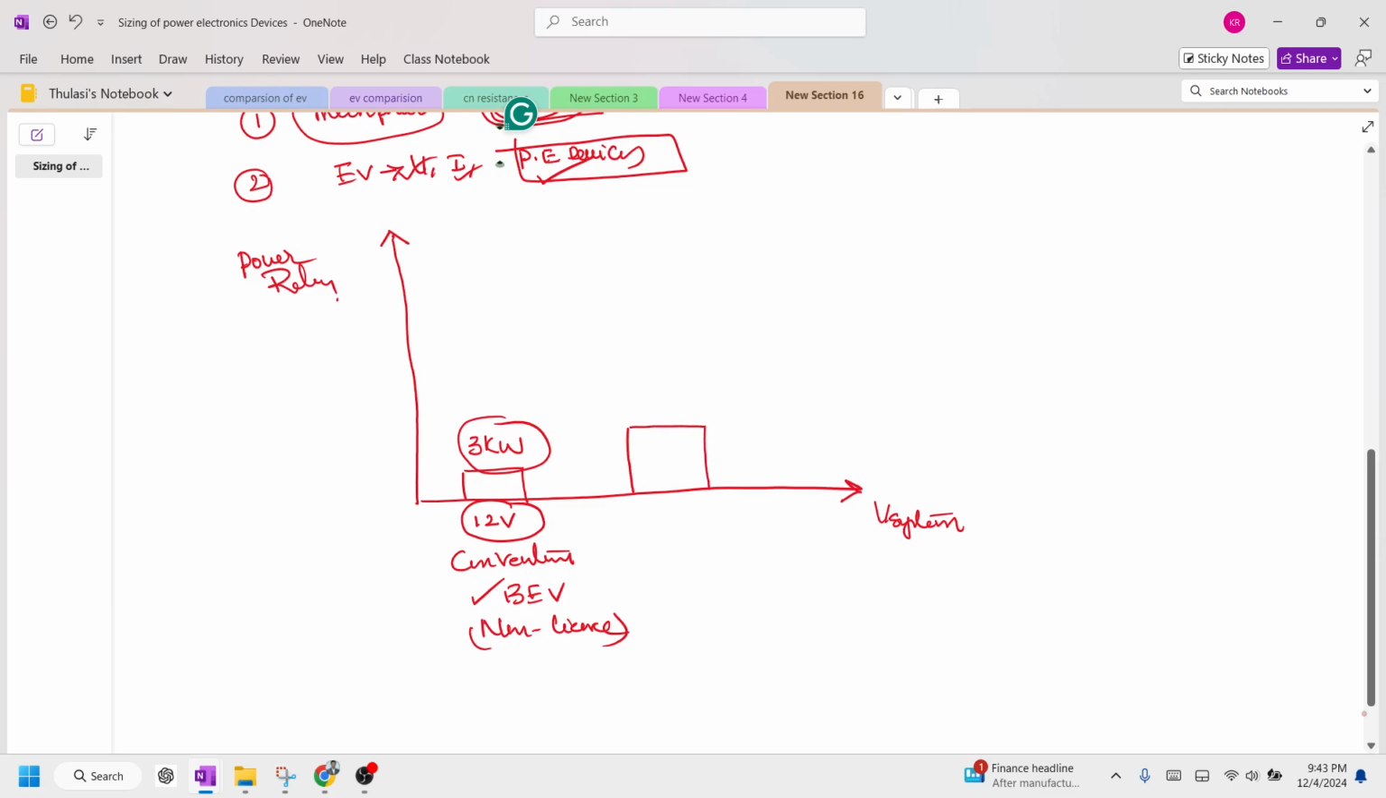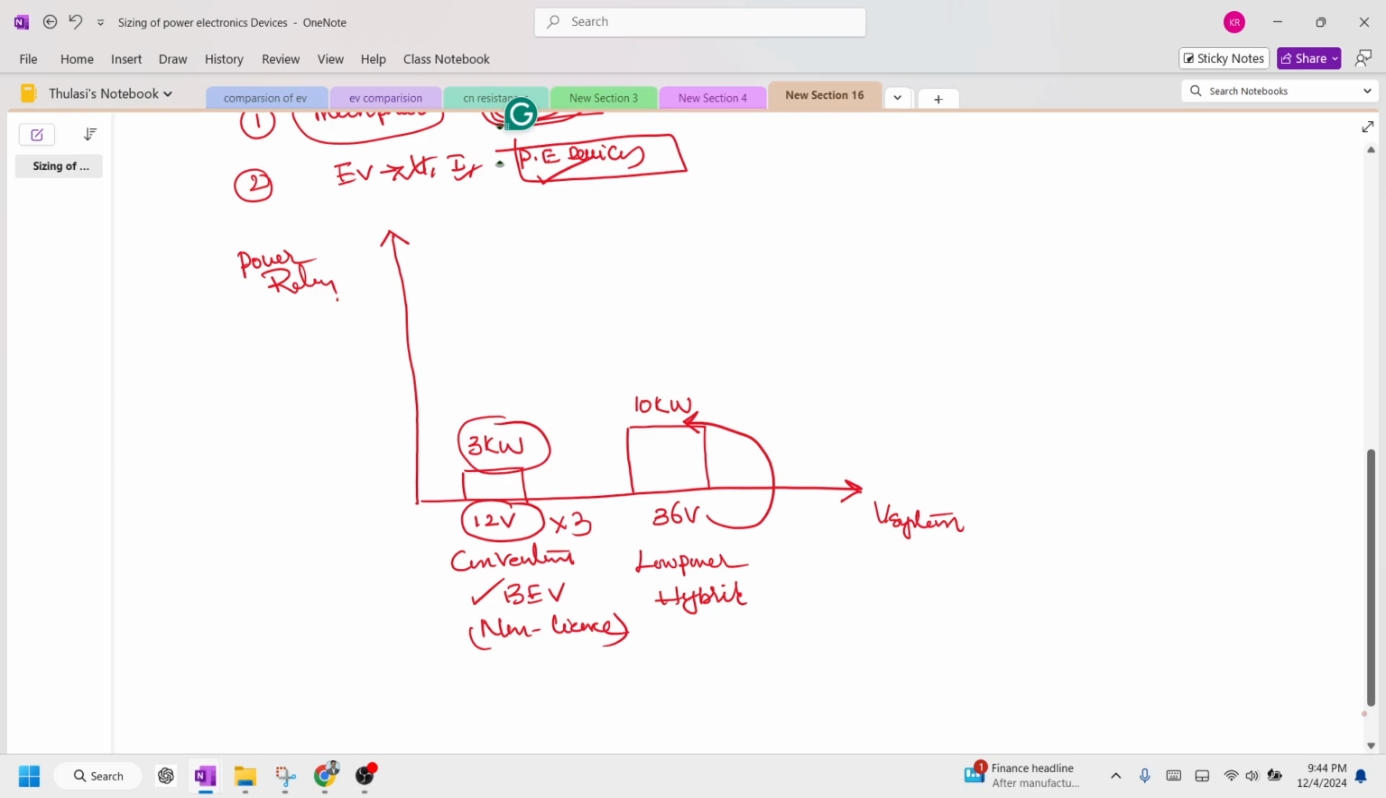If you increase the voltage level a little, you are going to get a higher power rating. So this 12 volts I am going to multiply by 3: 12 twos are 24, 12 threes are 36 volts. With this system voltage, I can increase the power rating of the motor or the power electronic devices up to 10 kilowatts. This is used for low-power hybrid electric vehicles.